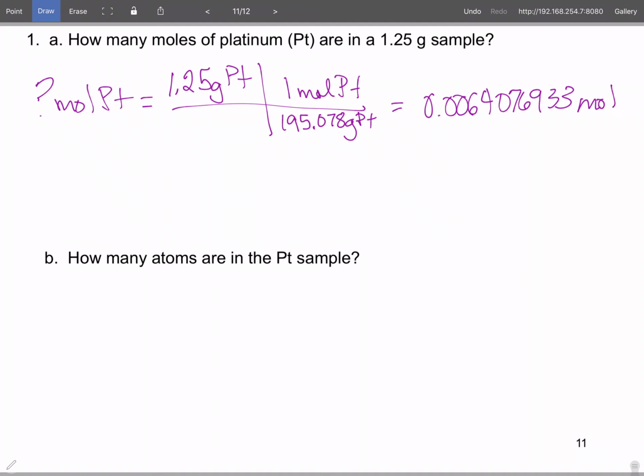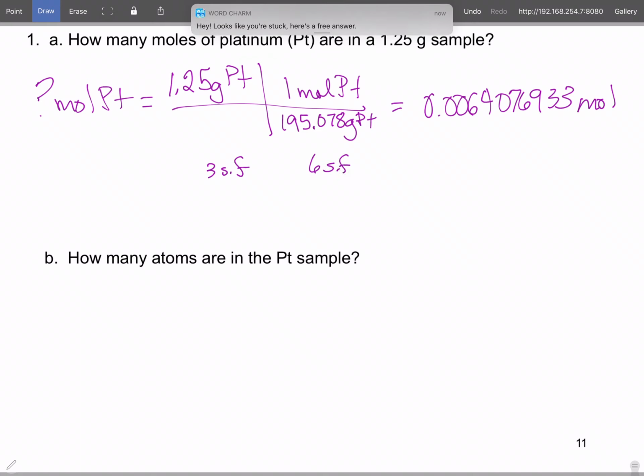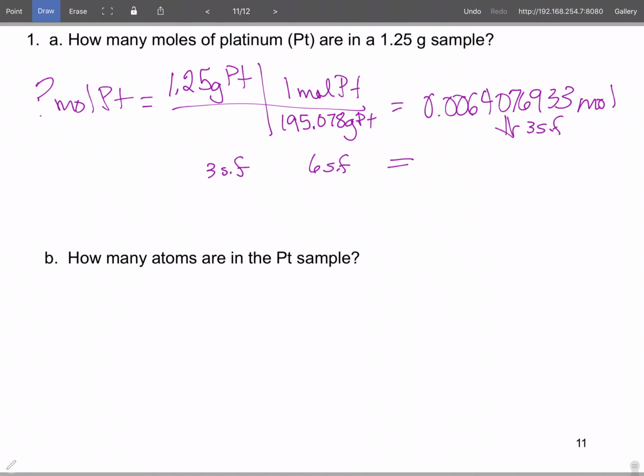moles. But if we go back, we have 3 significant figures here, and we have 6 significant figures here. So we would report it in the least. So we're going to report it in 3 significant figures. So it'd be 0.00641 moles.